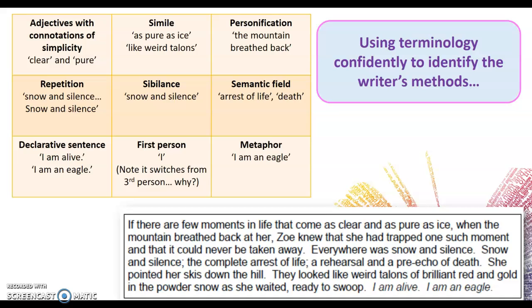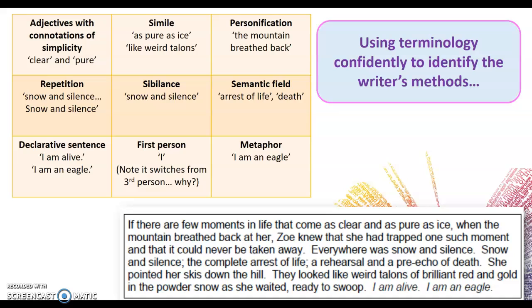There are two examples of declaratives where it adopts the first person. It switches from third person, where it talks about Zoe and she and they, and switches to the first person I, and it's those italicized sentences at the end where she says, I am alive, I am an eagle, where she's declaring, and obviously she isn't actually an eagle, so that one is a metaphor too.